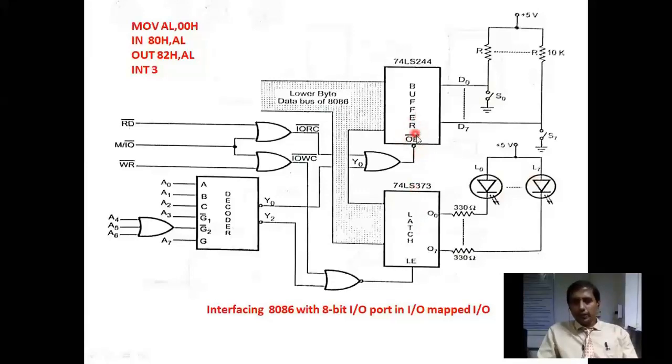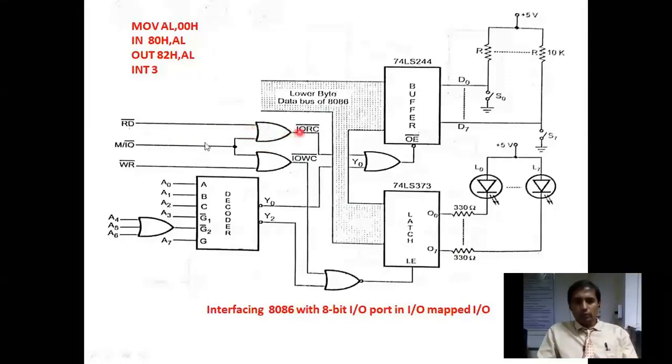Let us see, for the buffer the activating signal is OE bar, and for the latch the activating signal is LE. Here we observe that the buffer performs a read operation and the latch performs a write operation. For that we have read bar, write bar and M by IO bar. So it's an IO operation, that's why M by IO bar must be 0, for selection of IO. Read bar is also 0 for the buffer and write bar is also 0 for the latch.